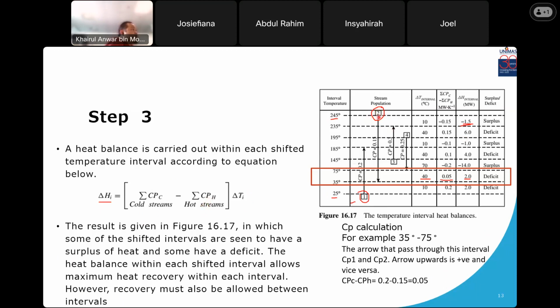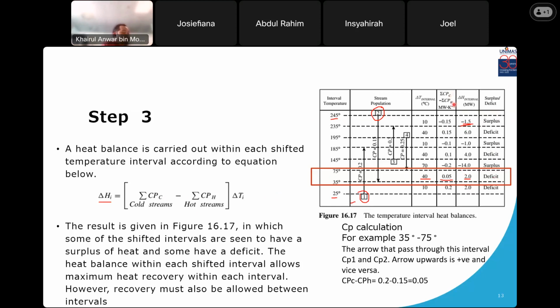So 2 here is the hot stream. So 0 minus 0.15 is negative 0.15. The interval here is 10, you can see. So 10 times 0.15 is 1.5. So what is the surplus?